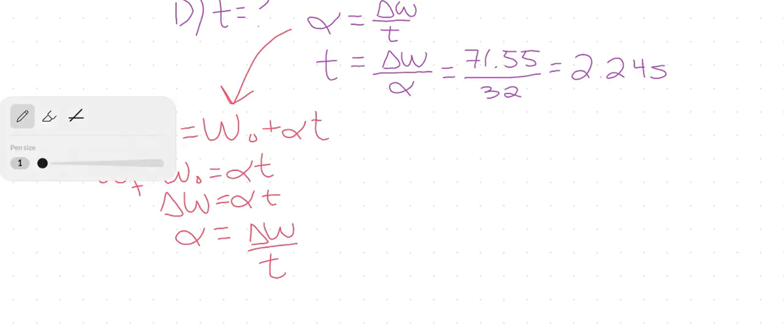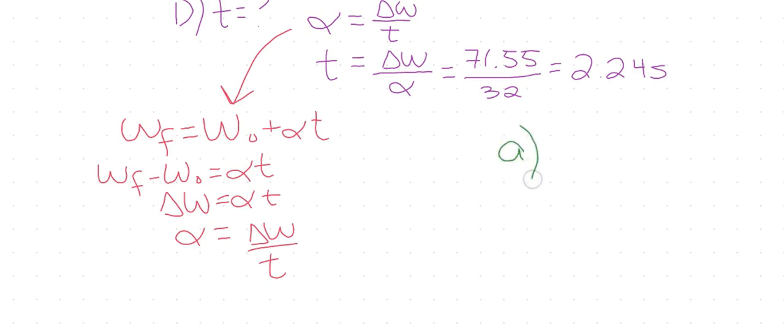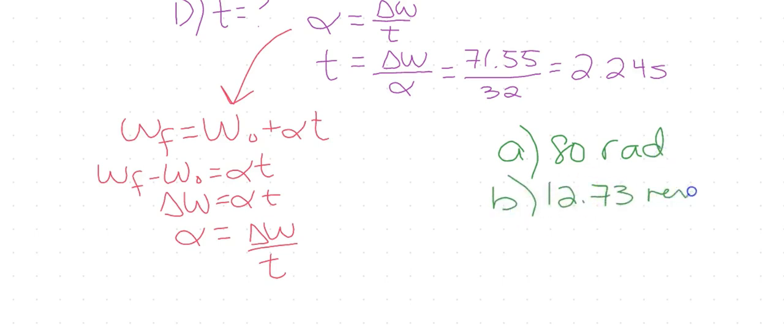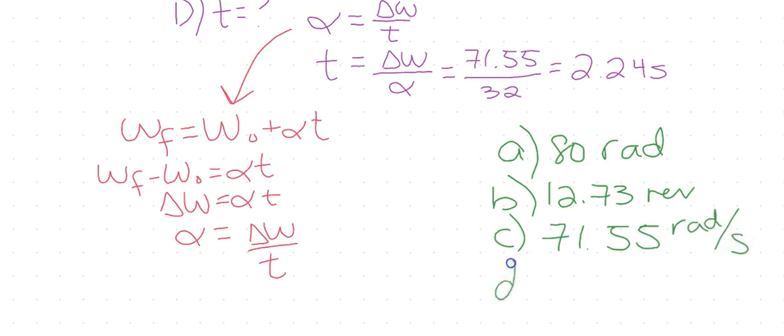So it takes a little while to do, but you can do anything in any order, like we said. So you can do A, B, C, D. You can do B, A, C, D. Technically, you can't do C or D until you know the angular displacement. So really, you have to do A or B first. So your final answers for A is 80 radians, B is 12.73 revolutions, C is 71.55 radians per second, and D is 2.24 seconds for the whole thing.